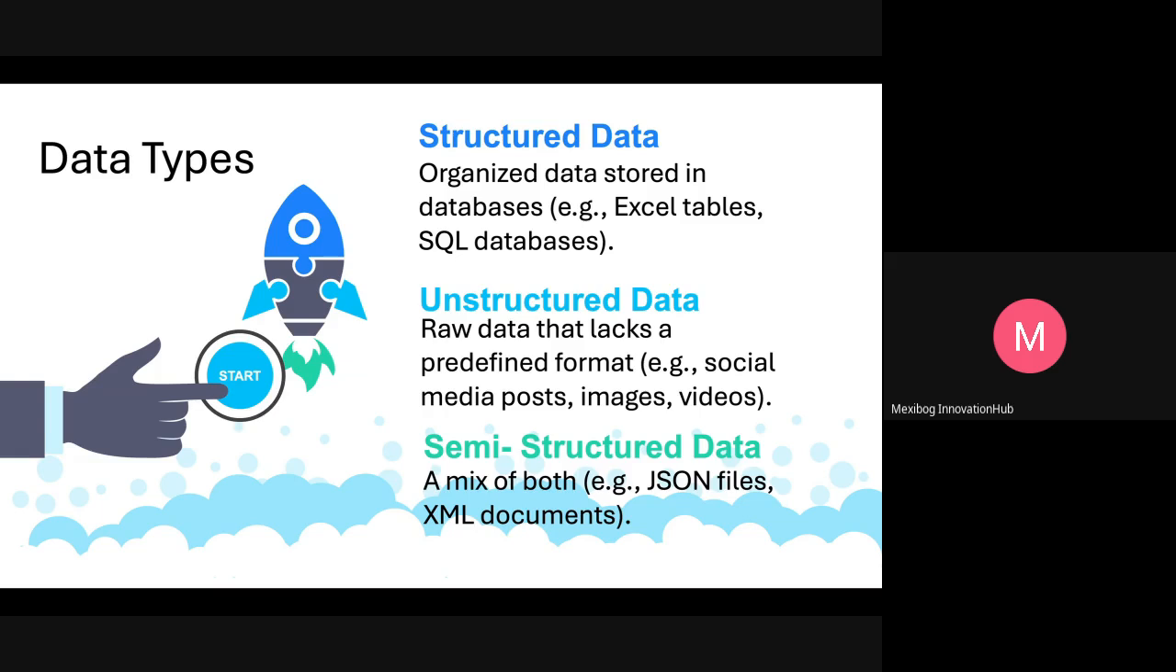So what is unstructured data? They are raw data that lacks predefined formats, e.g. your social media posts, your images, videos, PDF documents. Then semi-structured is a mix of both structured and unstructured data, like your JSON files, XML documents. It looks structured, but somehow it is unstructured. So it's a combination of both.